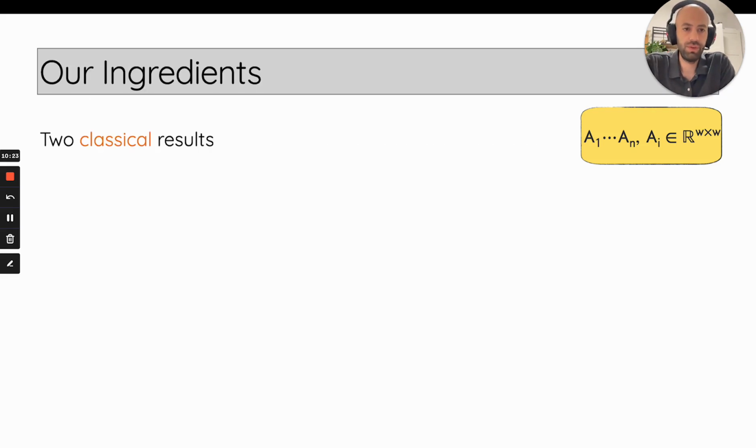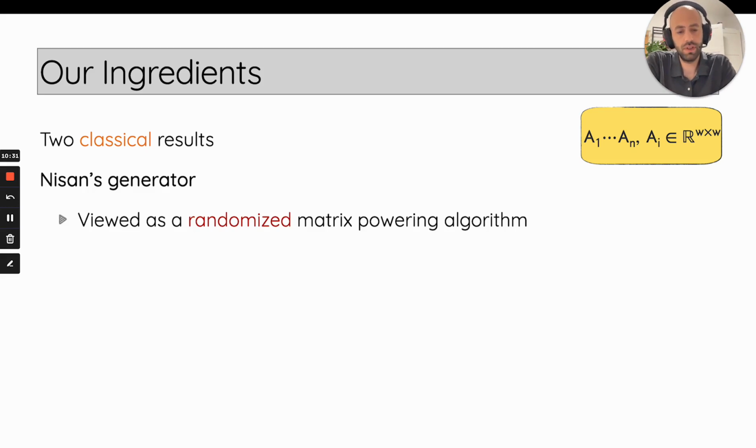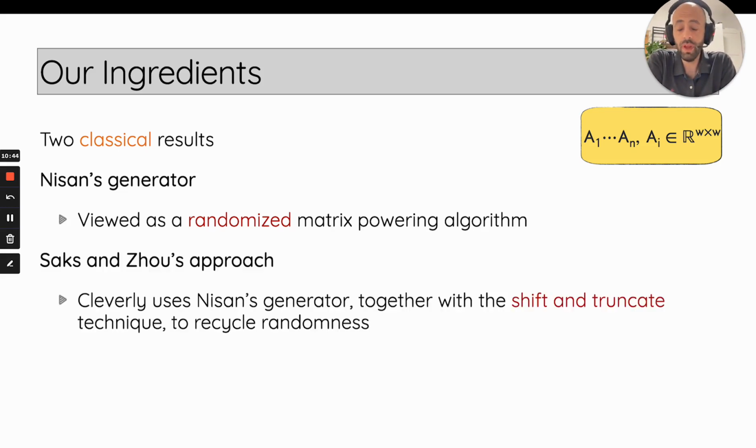So what do we use for our result? We use two classical results. The first of which is Nissan's generator, and we actually view it not as a PRG in this talk today, but as a randomized matrix powering algorithm, and I'll talk about it very soon. And we also utilize Saks-Zhou's approach, which again cleverly uses Nissan's generator together with the shift and truncate technique in order to recycle randomness, and I'll talk about it today too.